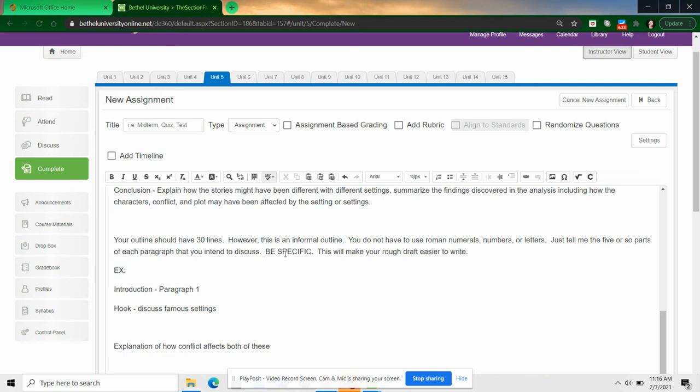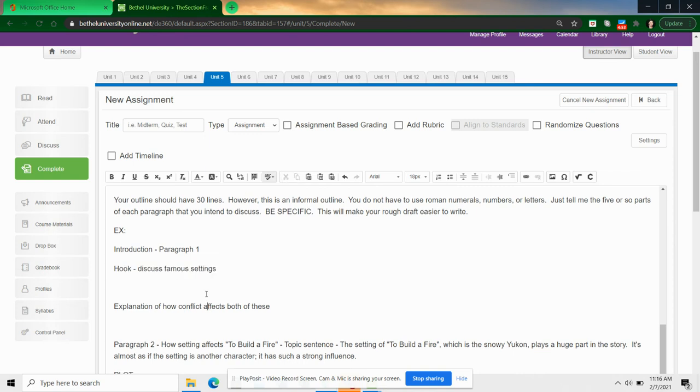So don't just put introduction, hook, background information, thesis statement. That is not at all specific enough. You need to say hook. For my hook, I'm going to discuss other famous settings, such as Hogwarts in Harry Potter, and how people are aware of very famous settings in literature. So that could be an example of a hook.